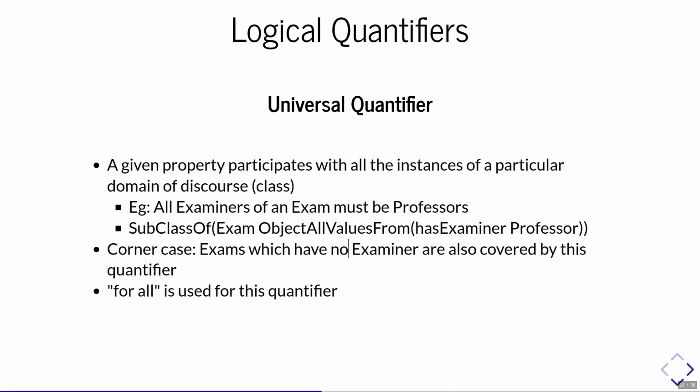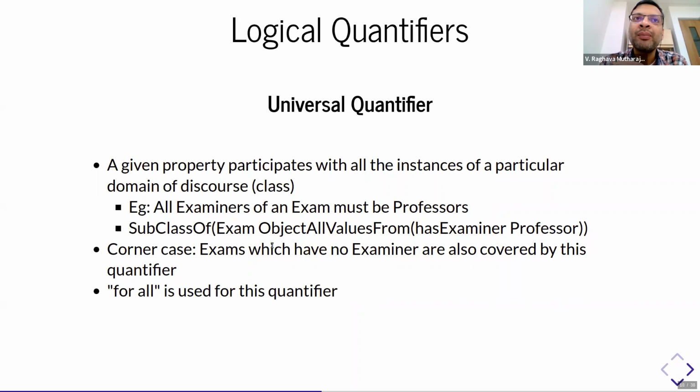Yeah, so for a particular exam there can be many hasExaminer properties, right? Yeah, that I can understand. For one exam there can be many examiners. So is this actually telling you that for each exam, whatever hasExaminer relation you have defined for that exam, it should be a professor? It should not be anything else. Yeah, for all cases.